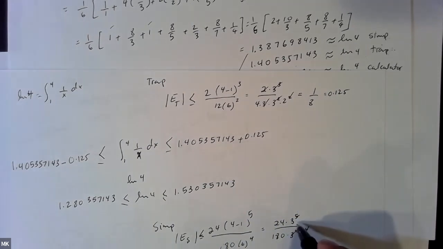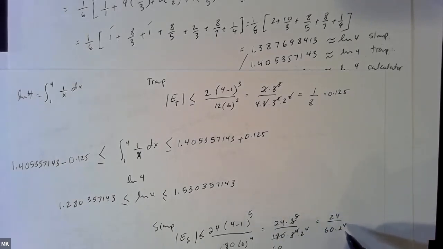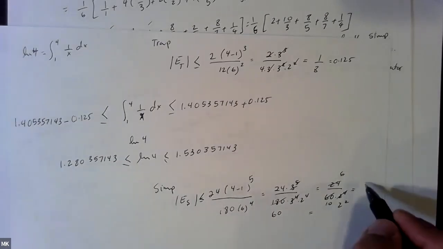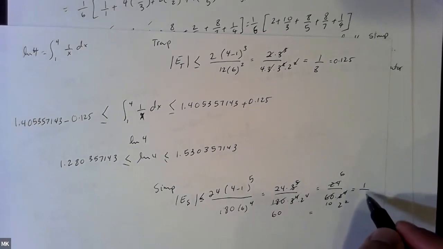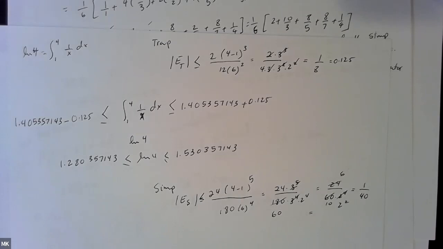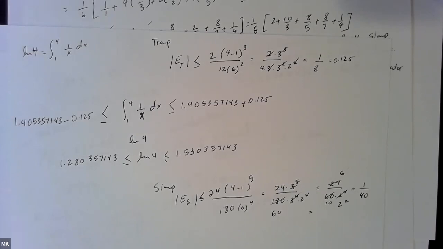This and this cancel out, and 180 and one of the 3's is 60. So it's 24 over 60 times 2 to the 4. The 2 to the 4 becomes 2 squared, this becomes 6. Again, you could do all these things by calculator, but you get 1 over 40. So the bound is 0.025.